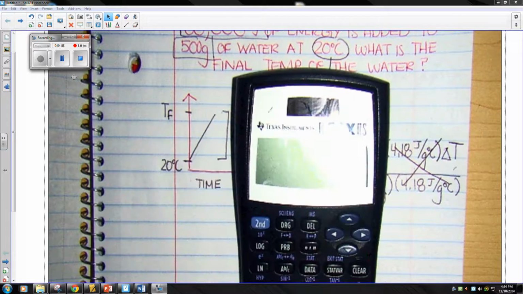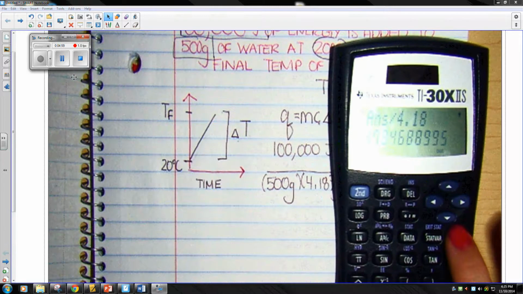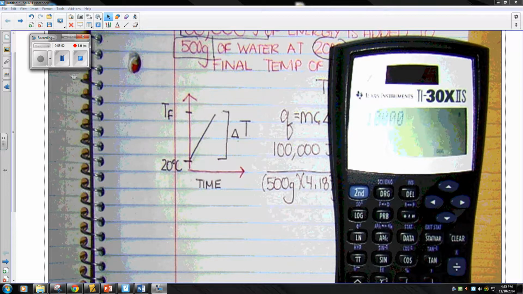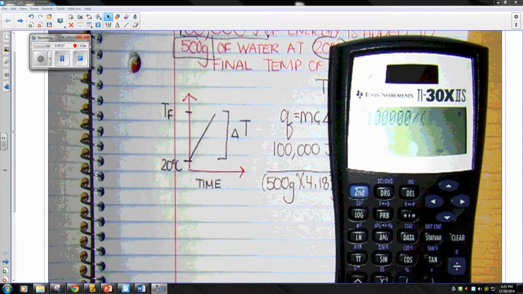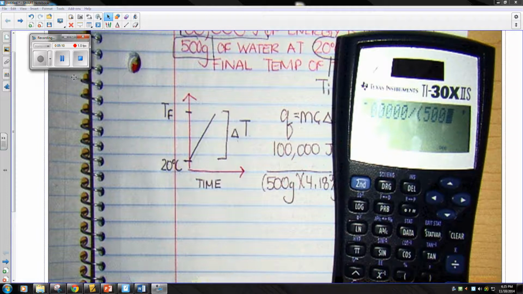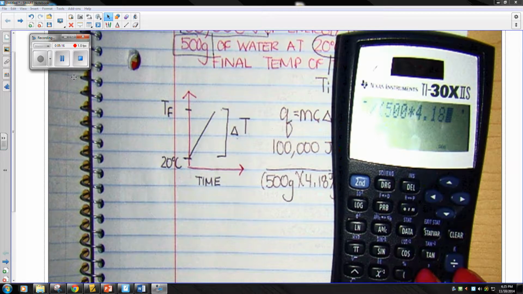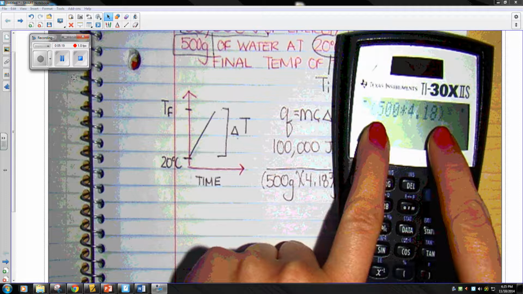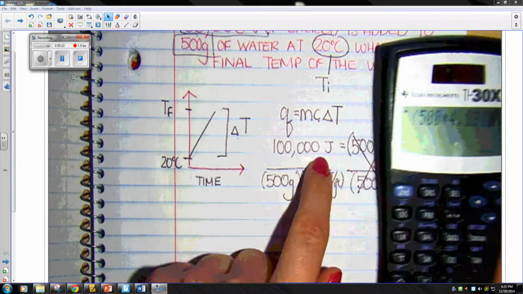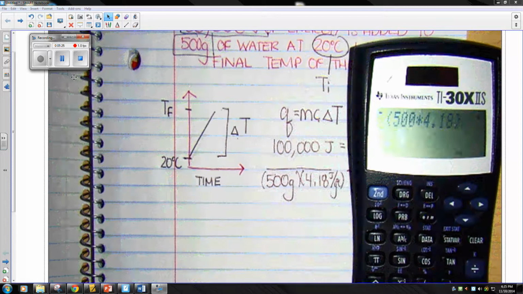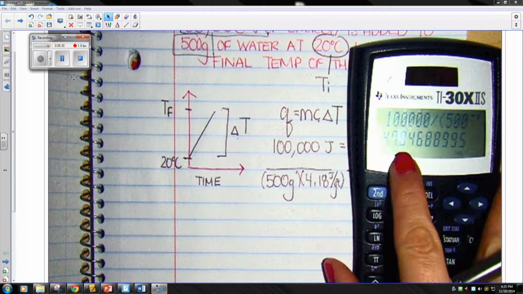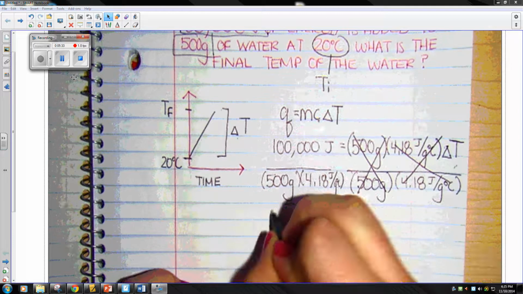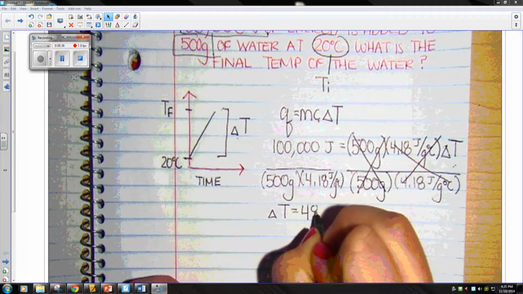So in your calculator, you're going to put 100,000 divided by 500 times 4.18. And notice how I put parentheses in that? That means that I'm dividing 100,000 by this entire section. That's equal to around 48 degrees Celsius. I'm going to round up. So our change in temperature is 48 degrees Celsius.